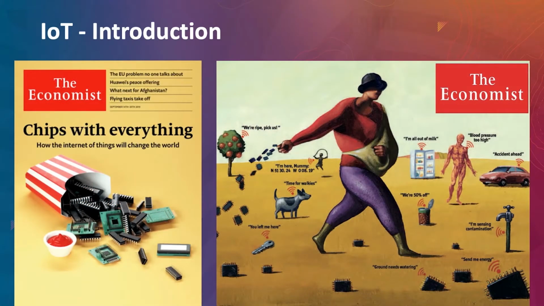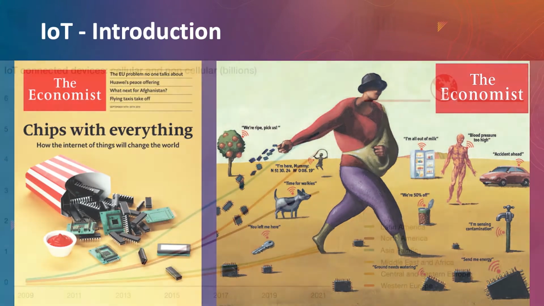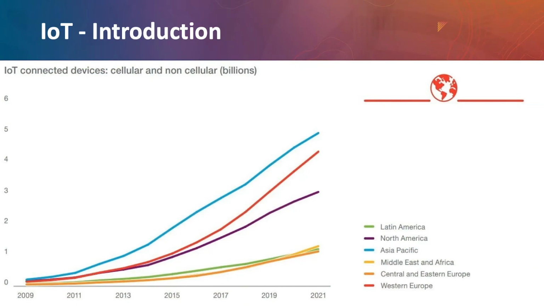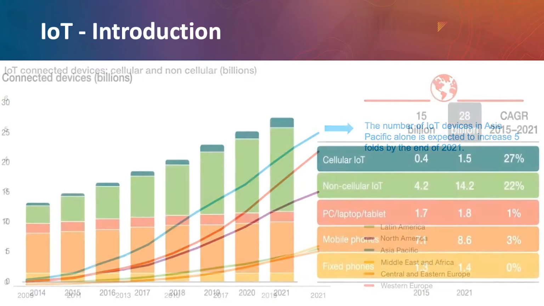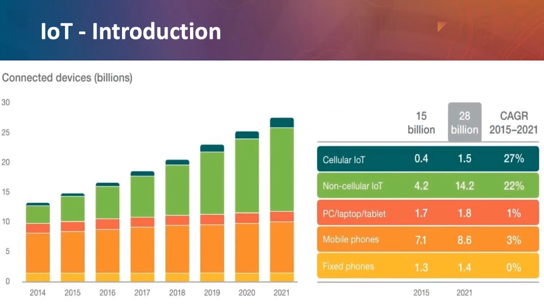According to The Economist, the use of IoT devices is expected to be deep and wide, as illustrated by the diverse applications they may have in relation to humans, and fast-changing as depicted by the chips in the picture on the left. According to these stats from Newsweek, the number of IoT devices being used has significantly increased since 2009. The use in Asia Pacific alone is expected to increase fivefold by 2021. Another chart shows an expected increase in specifically cellular and non-cellular IoT devices by 2021.